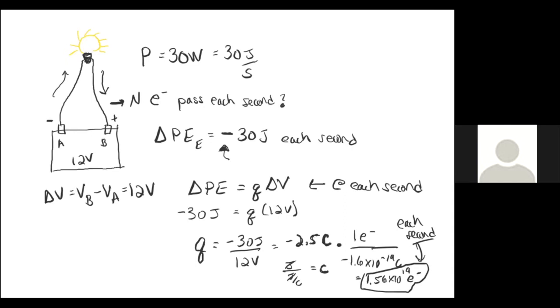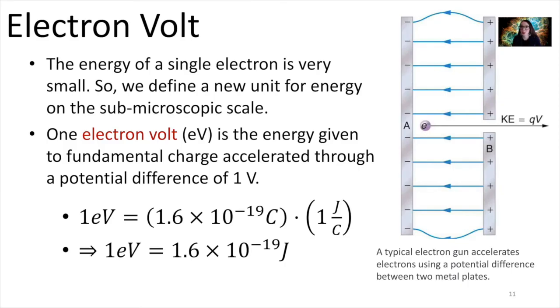We had to use a lot of ideas: power, change in potential energy, and we had to incorporate some of the definitions that we just learned in the previous slide in order to answer this question. The energy associated with a single electron is incredibly small. So we have to define a new unit of energy on the sub-microscopic scale.